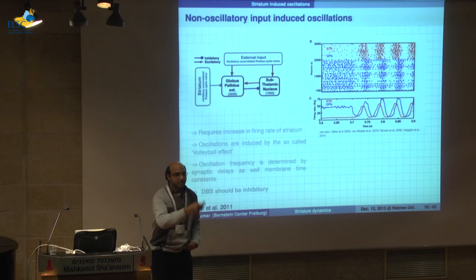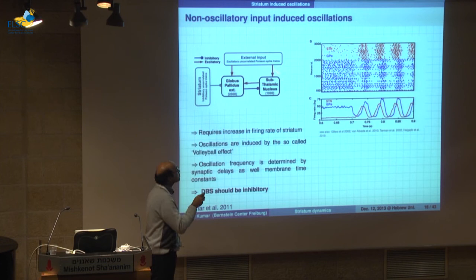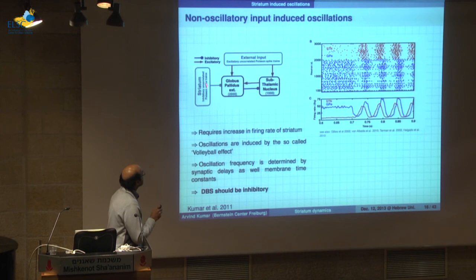So now we can say that oscillation frequencies should depend not just on the transmission delays, but on how fast these neurons can integrate the incoming activity. That should be the determinant of the dominant frequency. The second thing is that now we really know how striatum is actually playing a role in creating these oscillations.